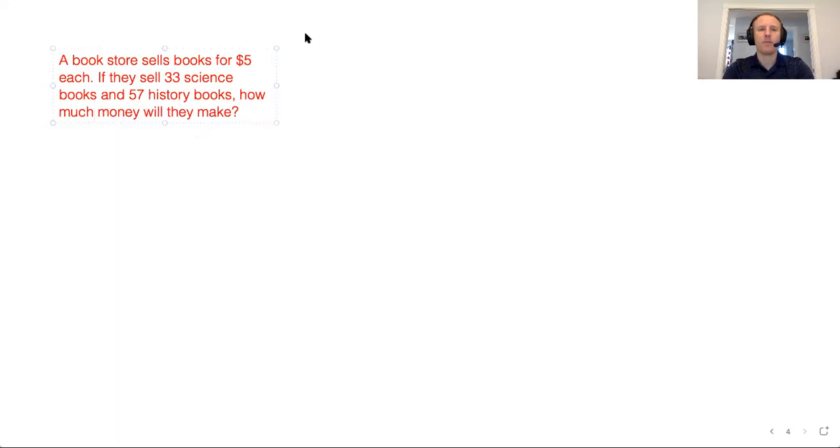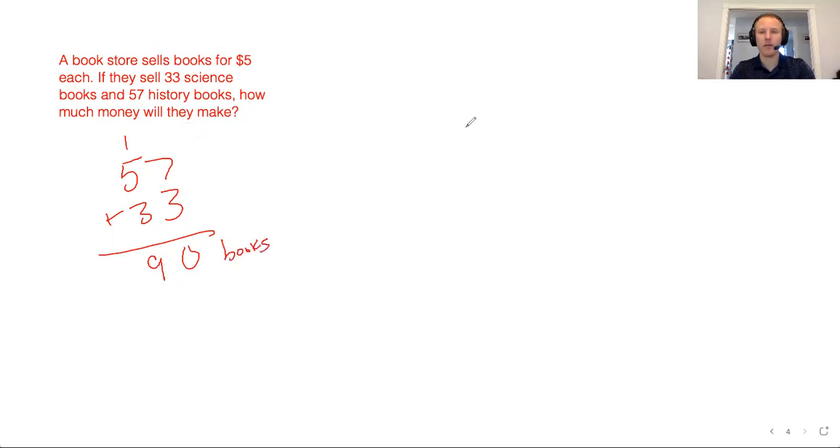All right. So this one is pretty straightforward. We have every book costing $5, and let's find out how many total books we have. We have 57 plus 33. 7 plus 3 is 10. Carry the 1. 5 plus 3 is 8, plus 1 more is 9. So 90 books altogether. Well, if I have $5 each times 90 books, that's going to give me my total amount, we'll call it M again for money.